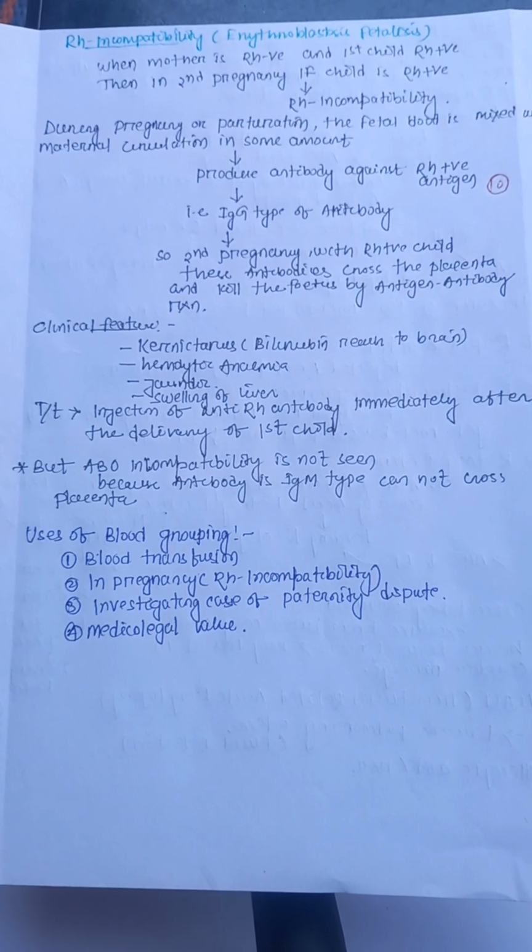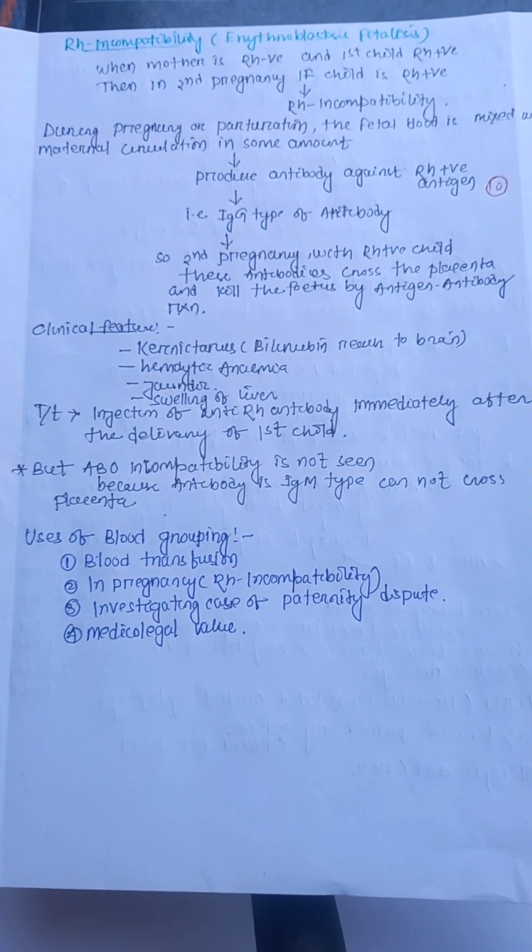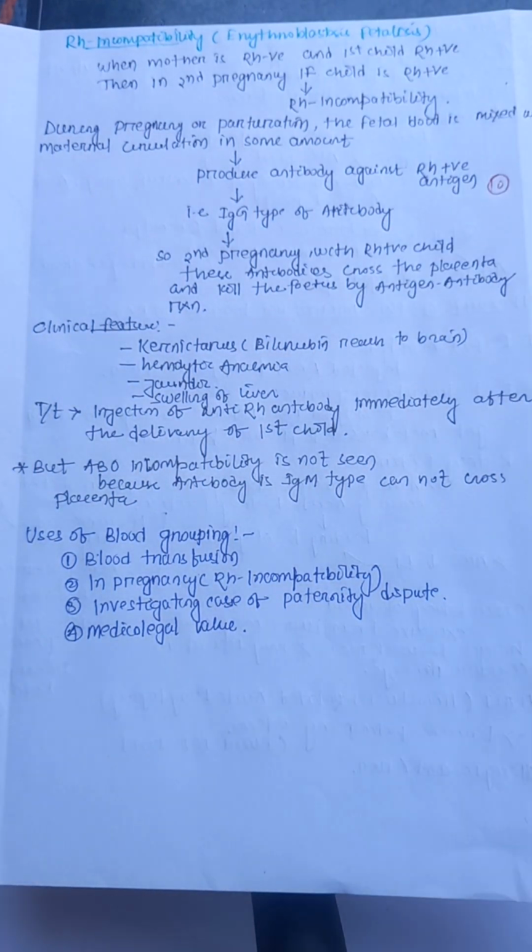Let's see one of the important clinical applications of Rh blood grouping, that is Rh incompatibility, whereas erythroblastosis fetalis occurs when the mother is Rh negative and the first child is Rh positive. Then in a second pregnancy, if the child is again Rh positive, Rh incompatibility results. Generally it doesn't result; only if this condition is fulfilled will there be erythroblastosis fetalis, otherwise not.